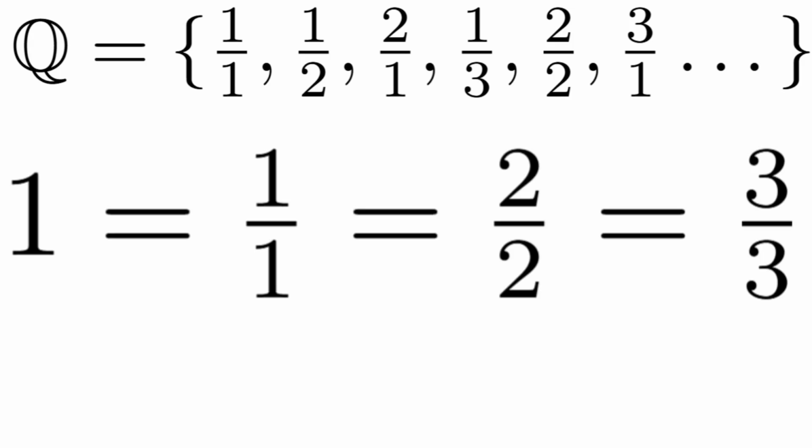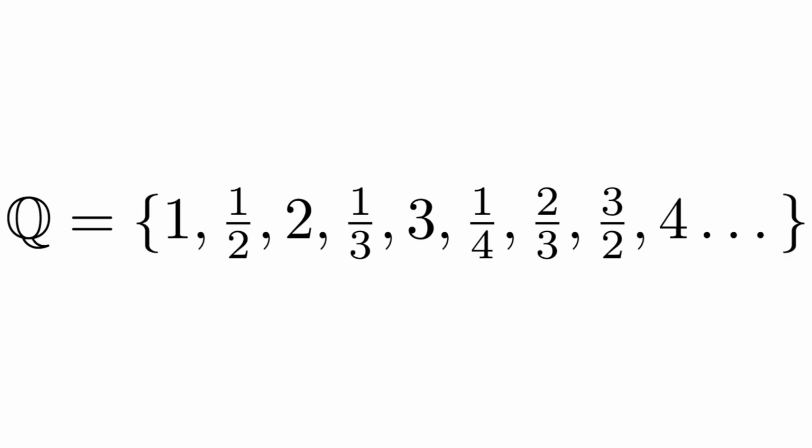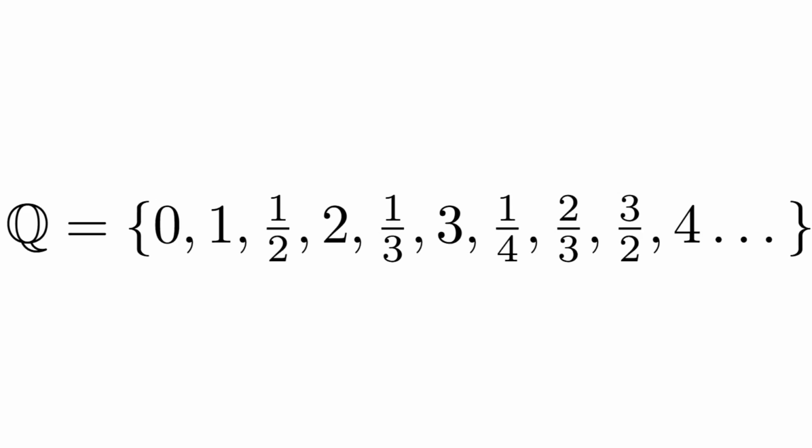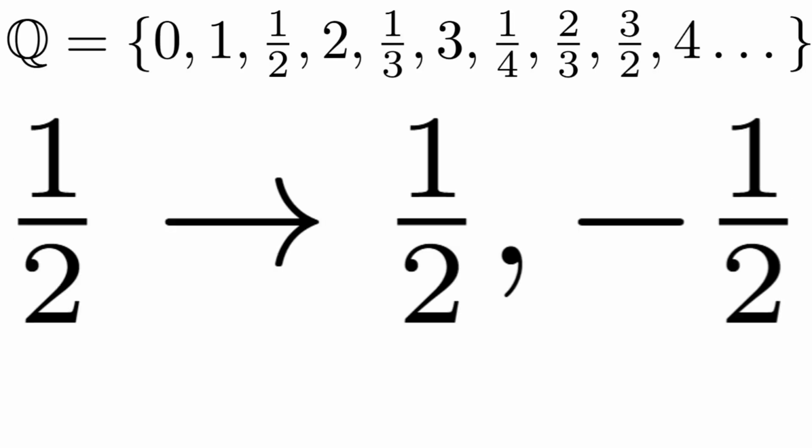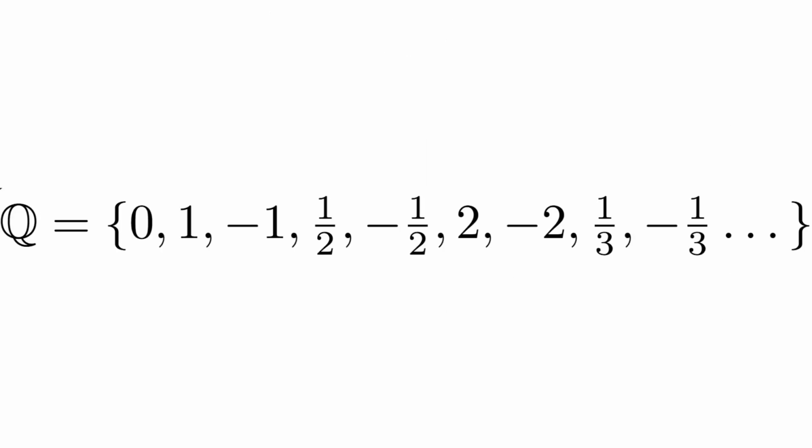Now we can simplify all the fractions and remove the duplicates, as they are just another way of writing the same number, giving us 1, 1 over 2, 2, 1 over 3, 3, 1 over 4, 2 over 3, 3 over 2, 4, and so on. Now all we have to do is add the negatives and 0. We can place 0 at the start, giving us this, and now for the negatives. What we can do is when we see its positive counterpart, let's say 1 over 2, we put minus 1 over 2 as the next element, giving us this.